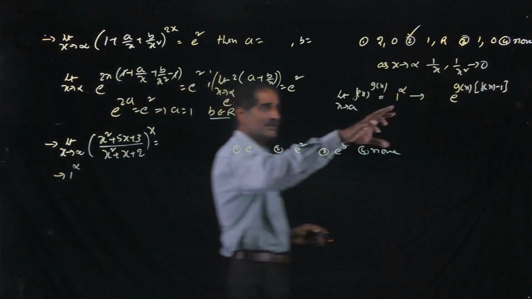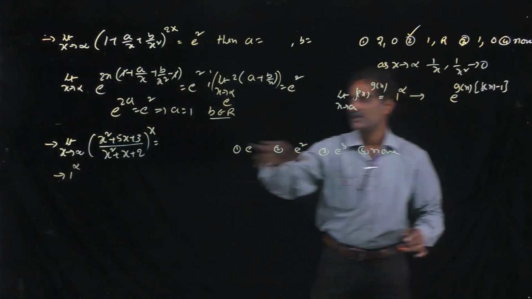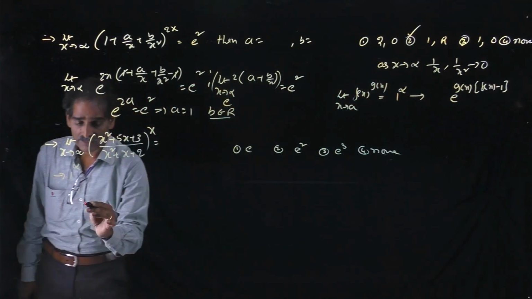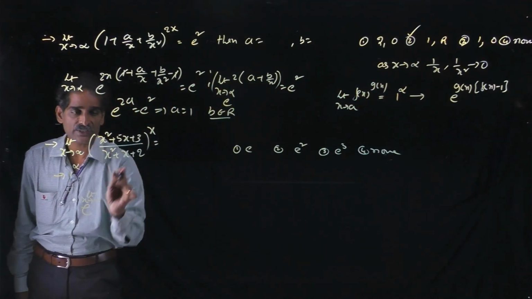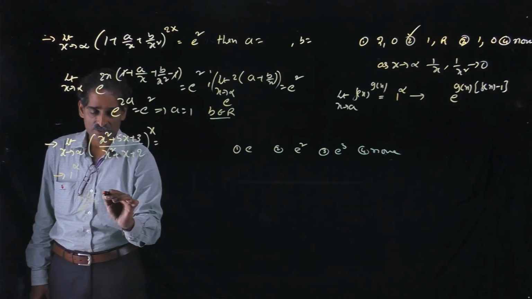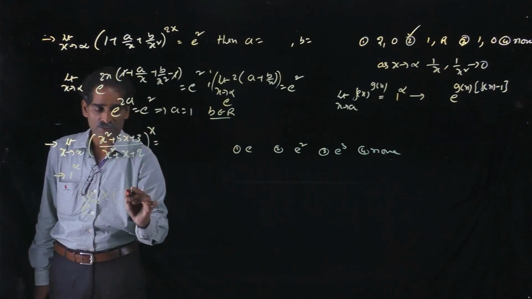If 1 power infinity is there, you just have to apply this formula. So apply the same formula for this. e power, just write down the limit in the power. Limit x tends to infinity, g of x into f of x minus 1. That means x into this minus 1.